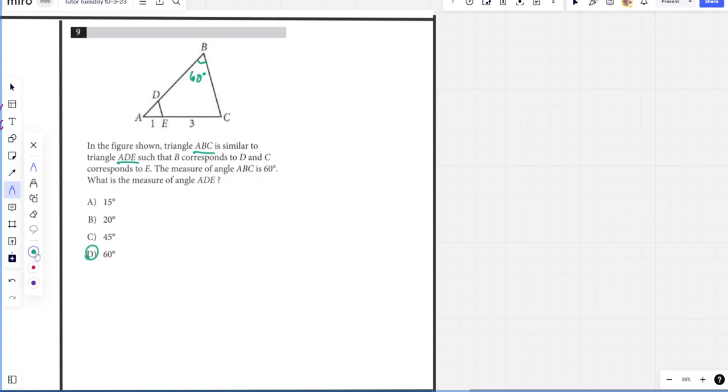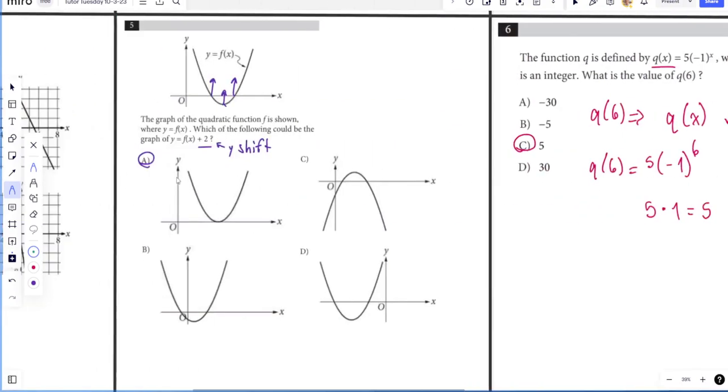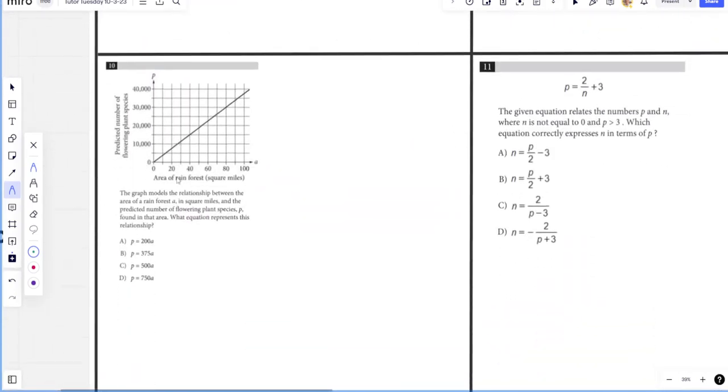And why is that true? Well, let's see. We know that these two triangles are similar, right? So angle D here should correspond to angle B. In similar triangles, you always have a pair of equal or corresponding angles. And in this case, if you scale up triangle ADE, you're going to get to triangle ABC. Let's keep on moving. We've got some harder questions in the next row here.